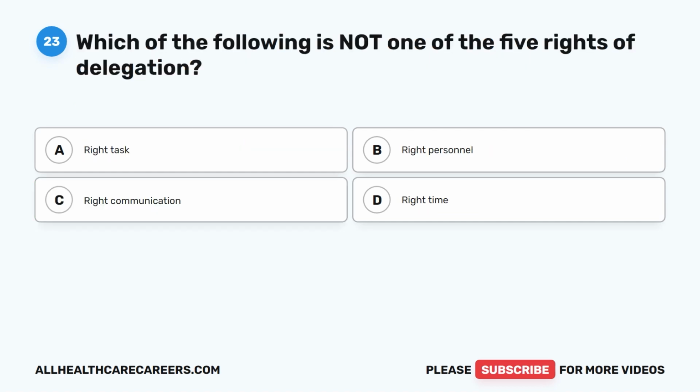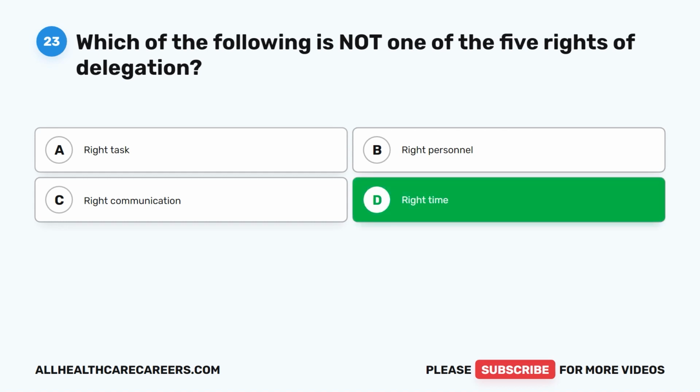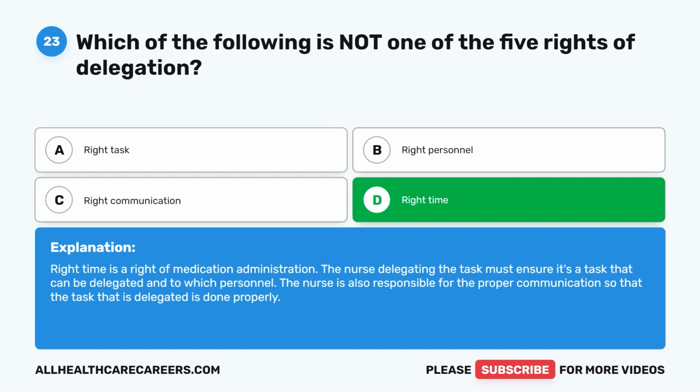Question 23. Which of the following is not one of the 5 rights of delegation? A. Right task. B. Right personnel. C. Right communication. D. Right time. The correct answer is D. Right time. Right time is a right of medication administration. The nurse delegating the task must ensure it's a task that can be delegated and to which personnel. The nurse is also responsible for the proper communication so that the task that is delegated is done properly.